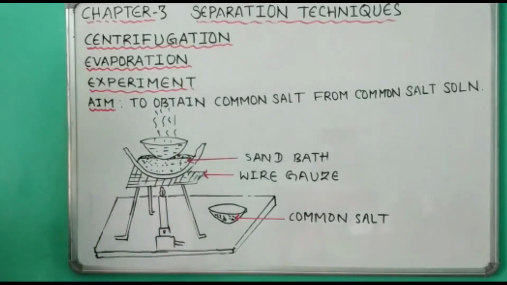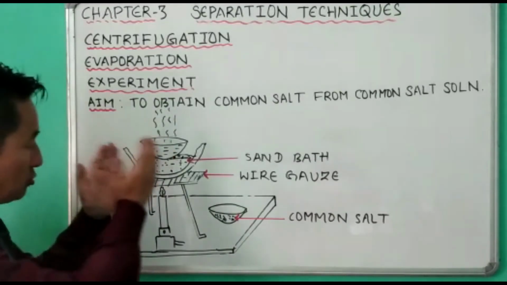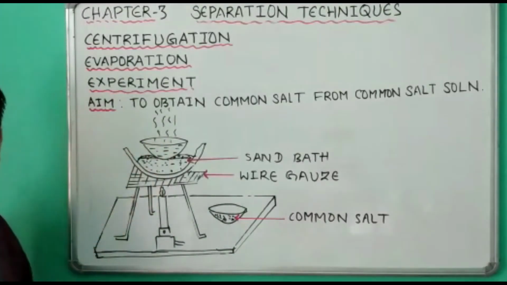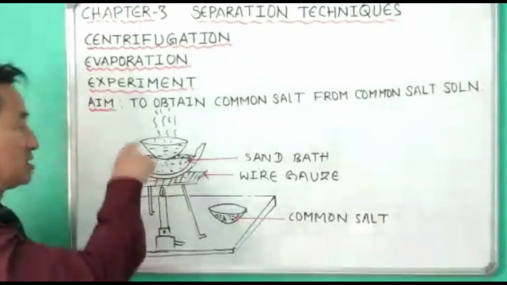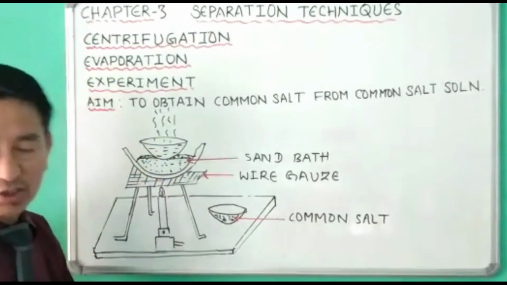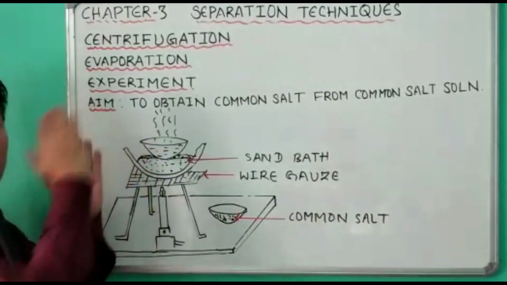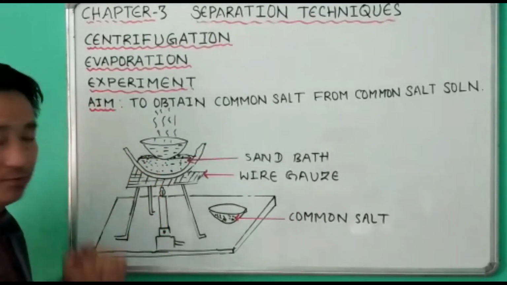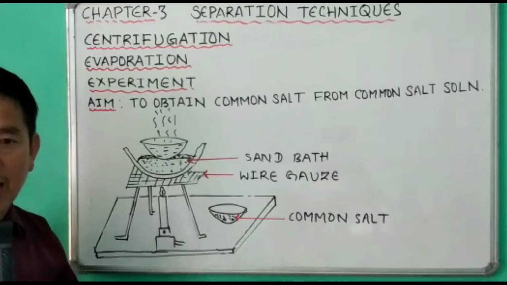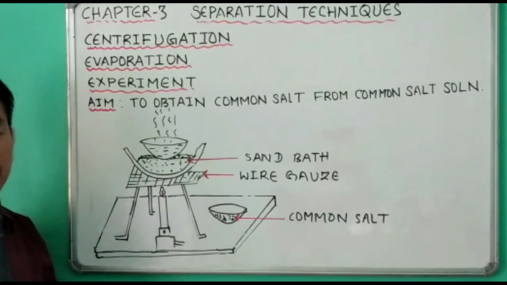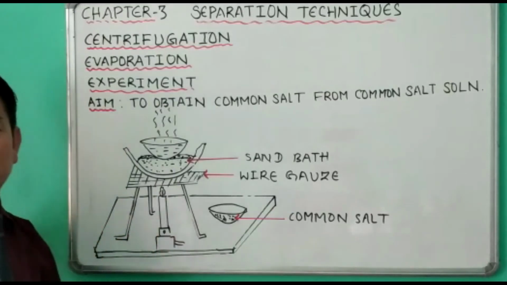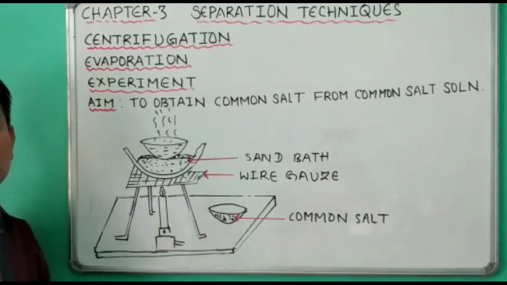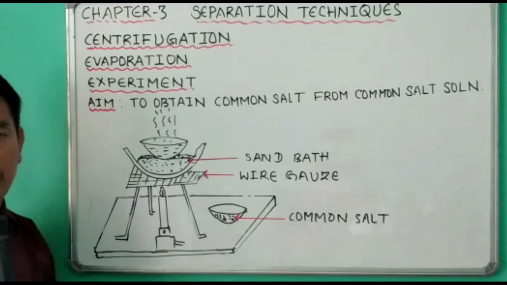When heat is supplied to the common salt solution, you have to heat this solution in such a way that all the water evaporates and you are left behind with common salt as the residue. This is how evaporation is used to separate the dissolved solid from the liquid.